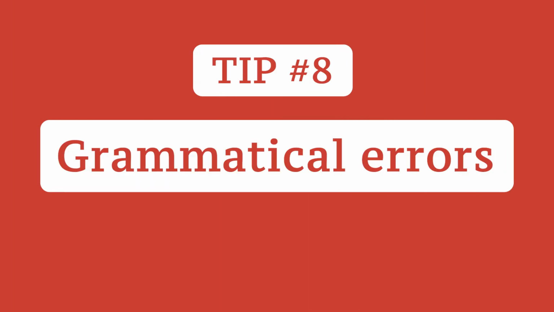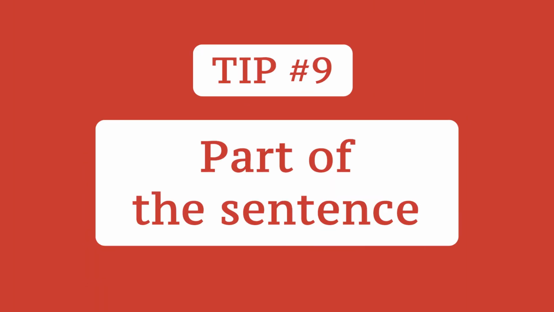Tip number 8. Grammatical errors. What do you mean grammatical errors? This is the NCLEX. Of course there are none, but the answer must be consistent with part of the question. If the question is looking for a singular item, then you can eliminate the answers that are plural. Tip number 9, part of the sentence. If part of the sentence is correct, but the rest of the sentence is incorrect, then you can eliminate the entire choice and move on to increase your odds.